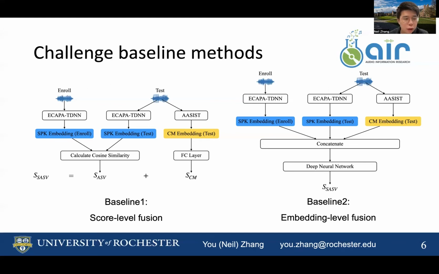And after they provide the ASV score and CM score, these two scores are added. So the final SASV score is the summation of the ASV score and the CM score. For baseline 2, it is an embedding-level fusion. So these three embeddings are concatenated. The concatenated embedding is fed into another deep neural network, and this deep neural network will predict the SASV score. So this final SASV score is used to discriminate the positive class and negative class.